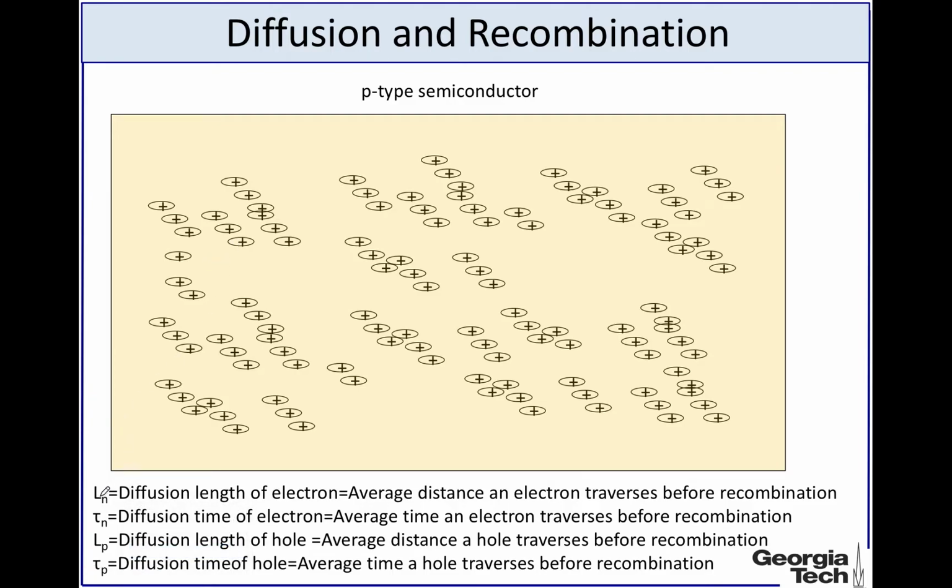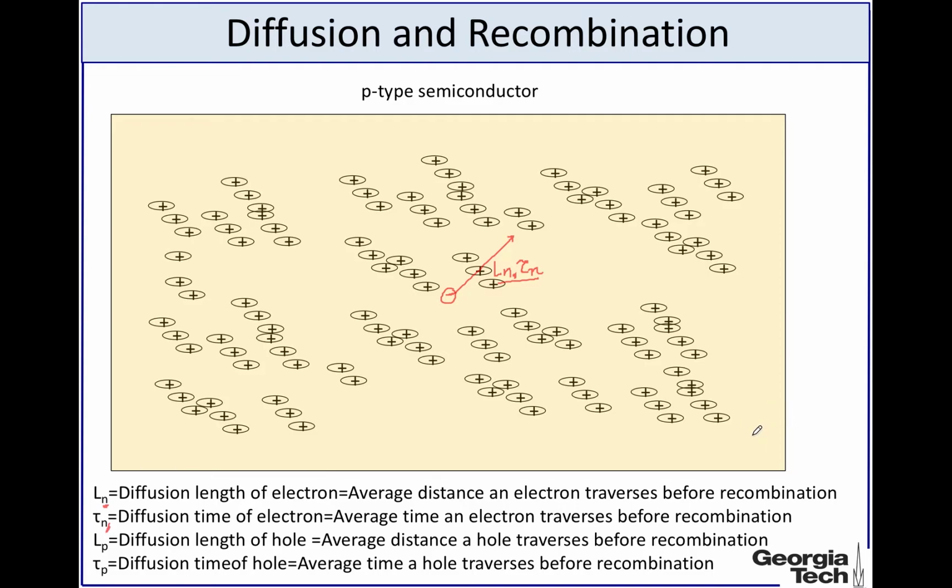Here Ln is the average distance that an electron traverses before recombination. So we had these electrons here and they moved this much distance Ln, and then they recombine with this hole. So this is Ln, and tau n is the average time before the electron recombines. So this electron traveled Ln amount of distance for an average amount of time tau n, and then it recombined. These are the two important quantities that we define to describe the diffusion and recombination process.